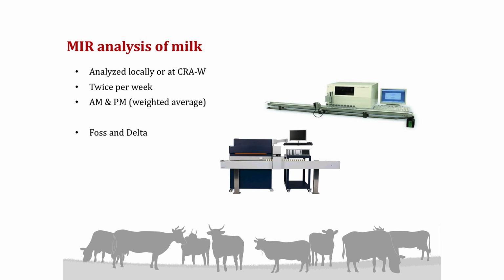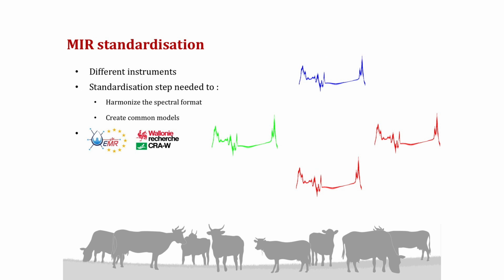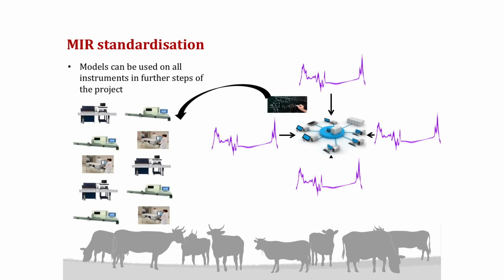For the MIR analysis, the analysis was done locally or in the CRW. We measure twice per week. We also measure during the milking of the morning and the evening. And what we did, we make a weighted average of the spectra depending on the milk production to create a daily spectrum. We use 2 brand instruments. We use the standardization. I will not show more detail on this. The advantage is that as we will create a common model, we will be able to use these models everywhere where the standardization process is used.